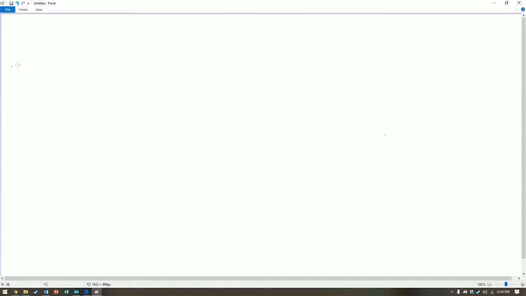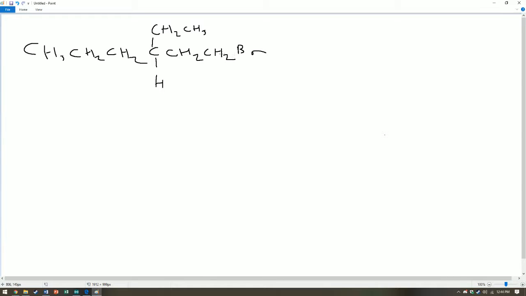All right. So for the first one, I like to always draw things out. CH2 CH2, CH, CH2 CH3, and then CH2 CH2 Br. The first thing I want to do is locate the longest carbon chain and denote how long it is. It would be 1, 2, 3, 4, 5, 6 carbons long. So 6C, which means our name would end in hexane.